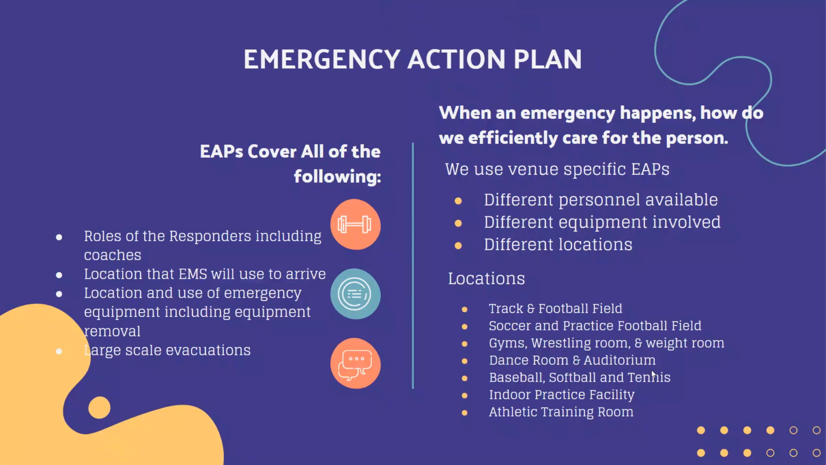An emergency action plan is essentially what we're going to do to care for an injured person, usually an injured athlete, but that could be somebody in the stands, a coach, a referee, anything like that. We go venue specific so we can discuss exactly what we need to do in those locations, including where the emergency equipment is going to be and how the ambulance is going to get to that area. So we have it broken down by locations. We'll go through the track and football field and then the soccer and practice fields, because that's where some of our throwing sports are going to be located.